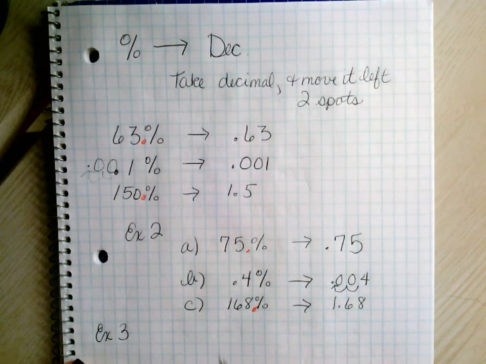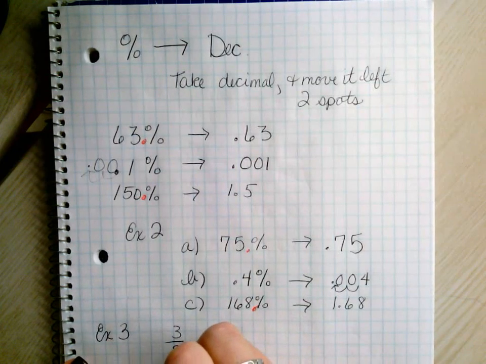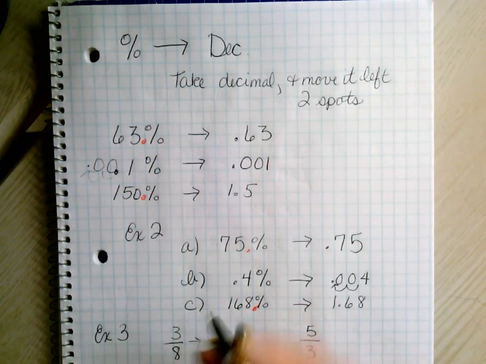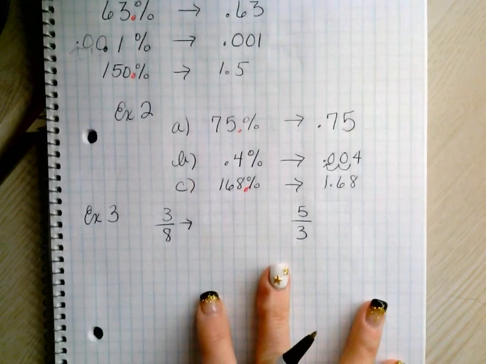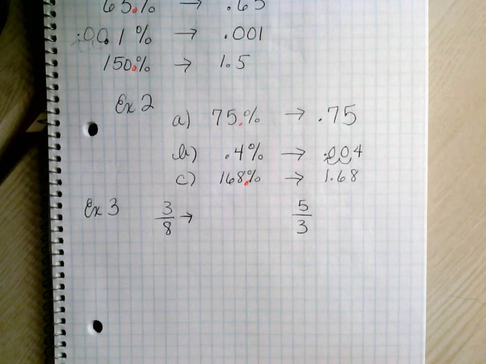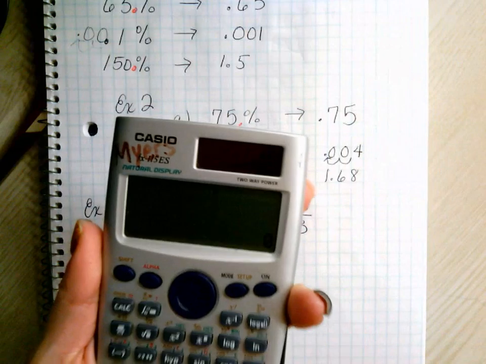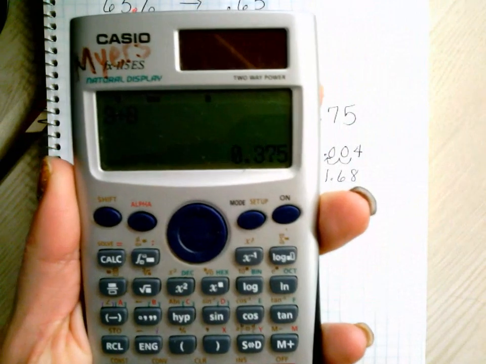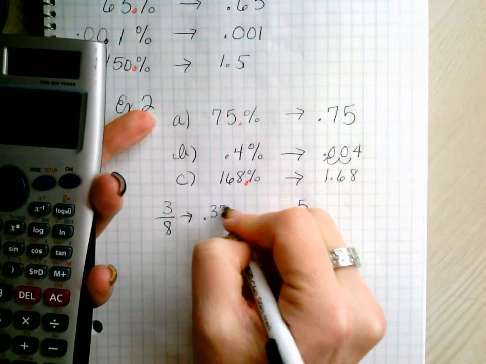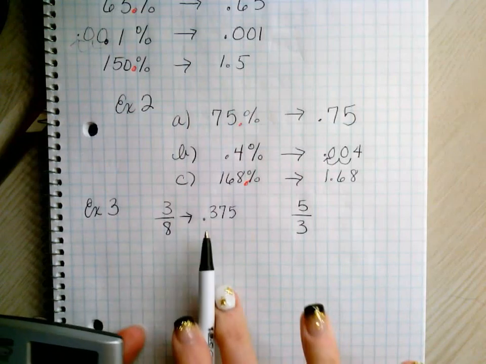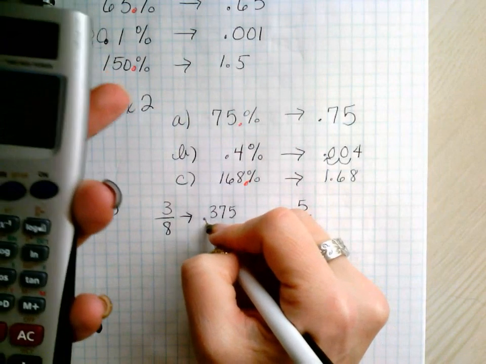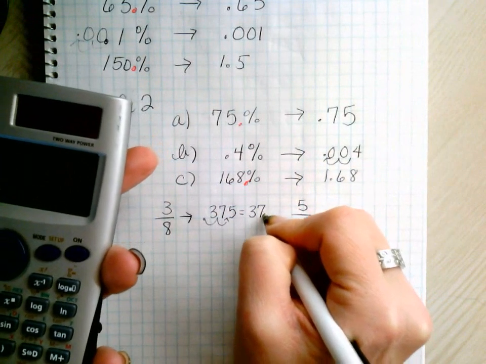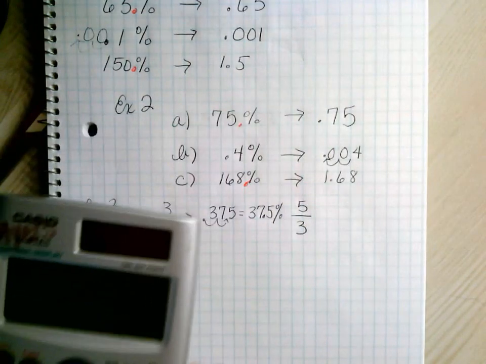If you are given a fraction such as 3/8 or 5/3, can you convert it to a percent? Absolutely. Since we're using calculators, we can easily take 3 and divide it by 8, and you get a decimal of 0.375. To convert a decimal to a percent, you move the decimal to the right 2 positions. So you should have 37.5%.